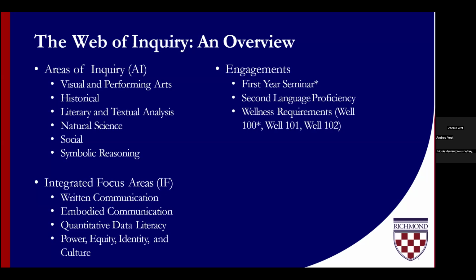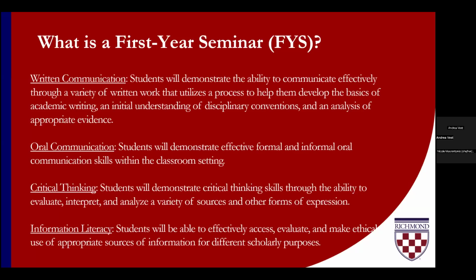The 2 courses you must, however, take as a first-year student or an incoming student are your first-year seminar and your Well 100 class. These are the 2 courses that are marked with asterisks. Again, Well 100 is our Introduction to College Life course required of all incoming students. It meets for 75 minutes and is worth 0 units. You may be wondering, though, about that first-year seminar.